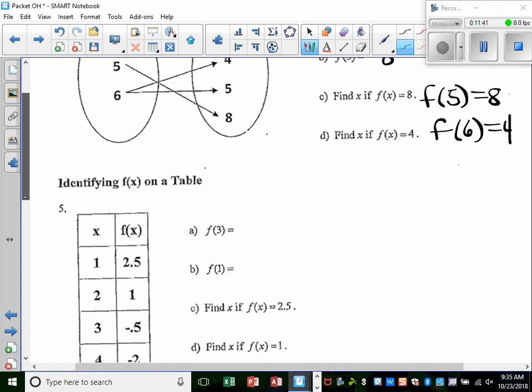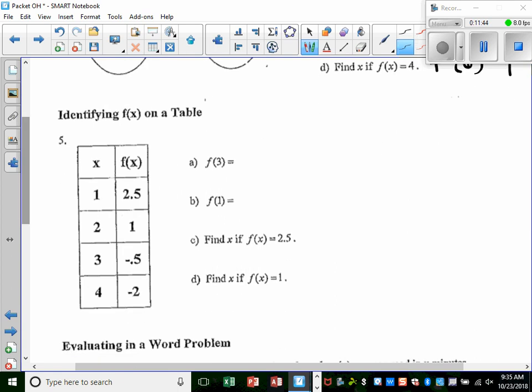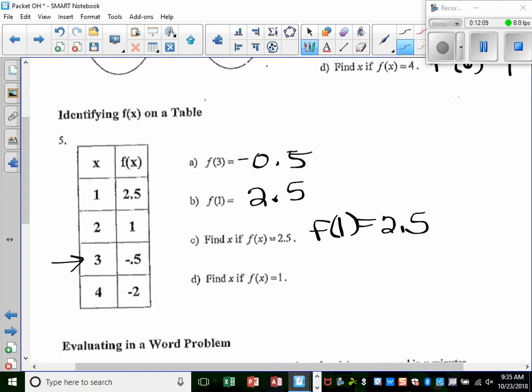And then the last one we'll do will be a table. So f of 3, here it is right here, pairs up with -0.5. When x is 1, y is 2.5. When y is 2.5, x is 1. And when y is 1, what is x? 2.